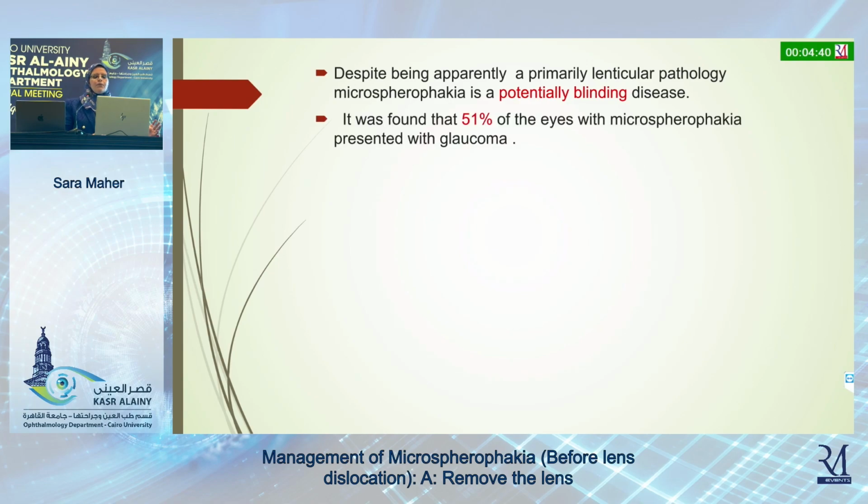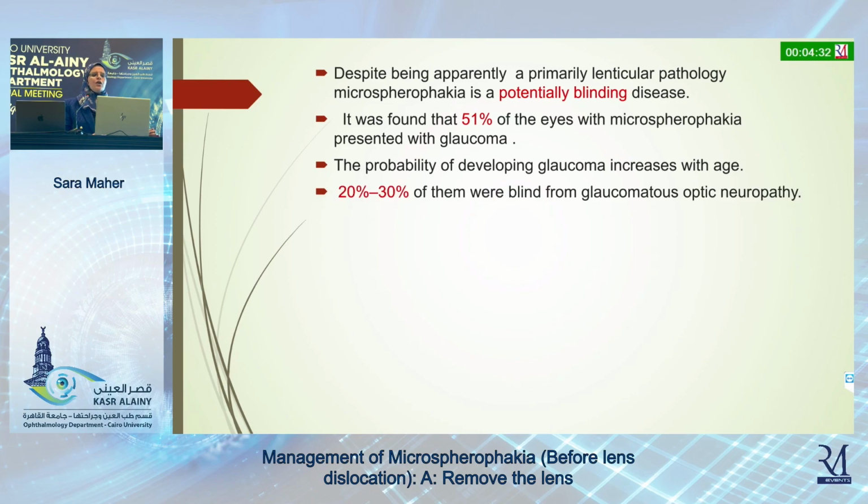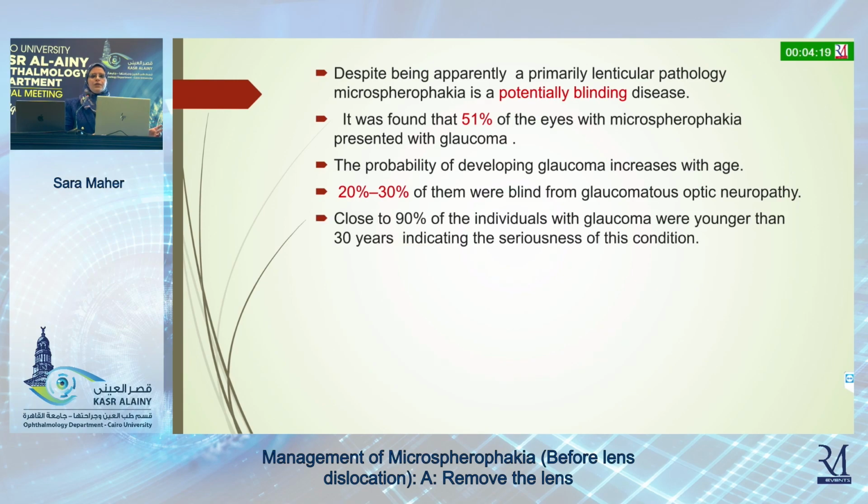It was found that 51% of eyes with microspherophakia presented with glaucoma. When they didn't have glaucoma at presentation, they developed it later on. The probability of developing glaucoma increases with age. It's not easy dealing with glaucoma. 20 to 30% of patients were blind from glaucomatous optic neuropathy. It's a difficult type of glaucoma to deal with. And 90% of the individuals who developed glaucoma were younger than the age of 30, and this indicates the seriousness of the condition.